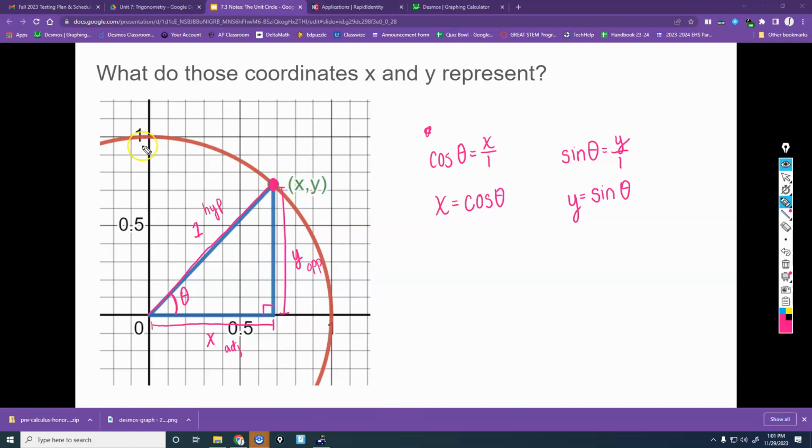So wherever we're at on the unit circle, we could be right here, we could be down here, we could be way over here, we could be anywhere on the unit circle. The x-coordinate of your point on the unit circle is the cosine of whatever angle is made there. And the y-coordinate is the sine of that angle.